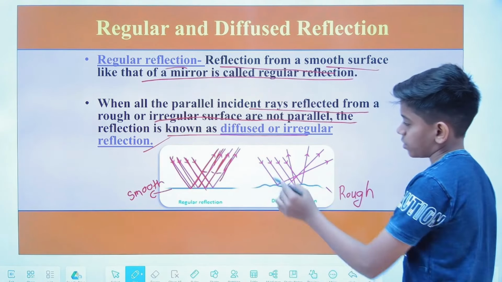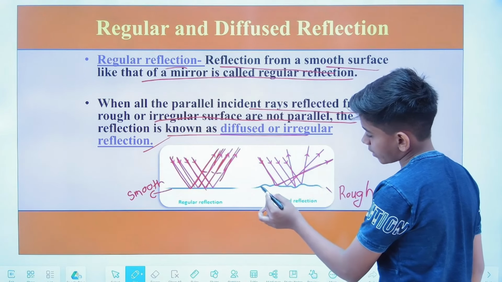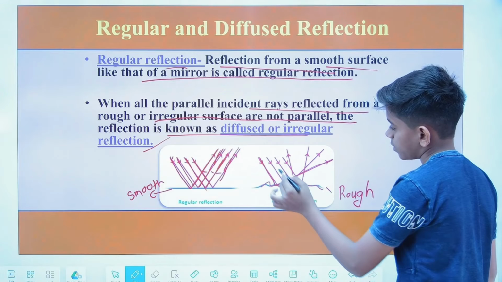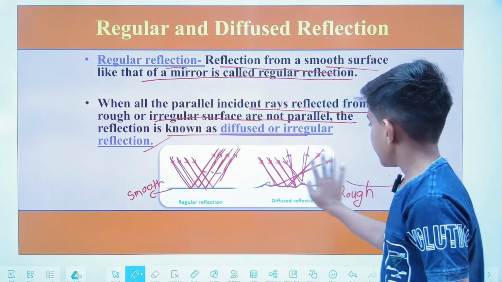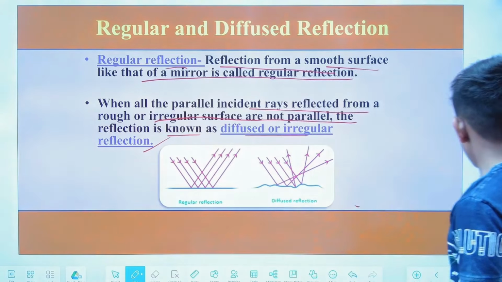But in diffused reflection, the rays can go anywhere according to the crests and troughs of the given object. So this ray can go here, this ray can go here, this ray can go here, meaning they are not parallel to each other, and they can intersect. Okay, this is regular and diffused reflection.